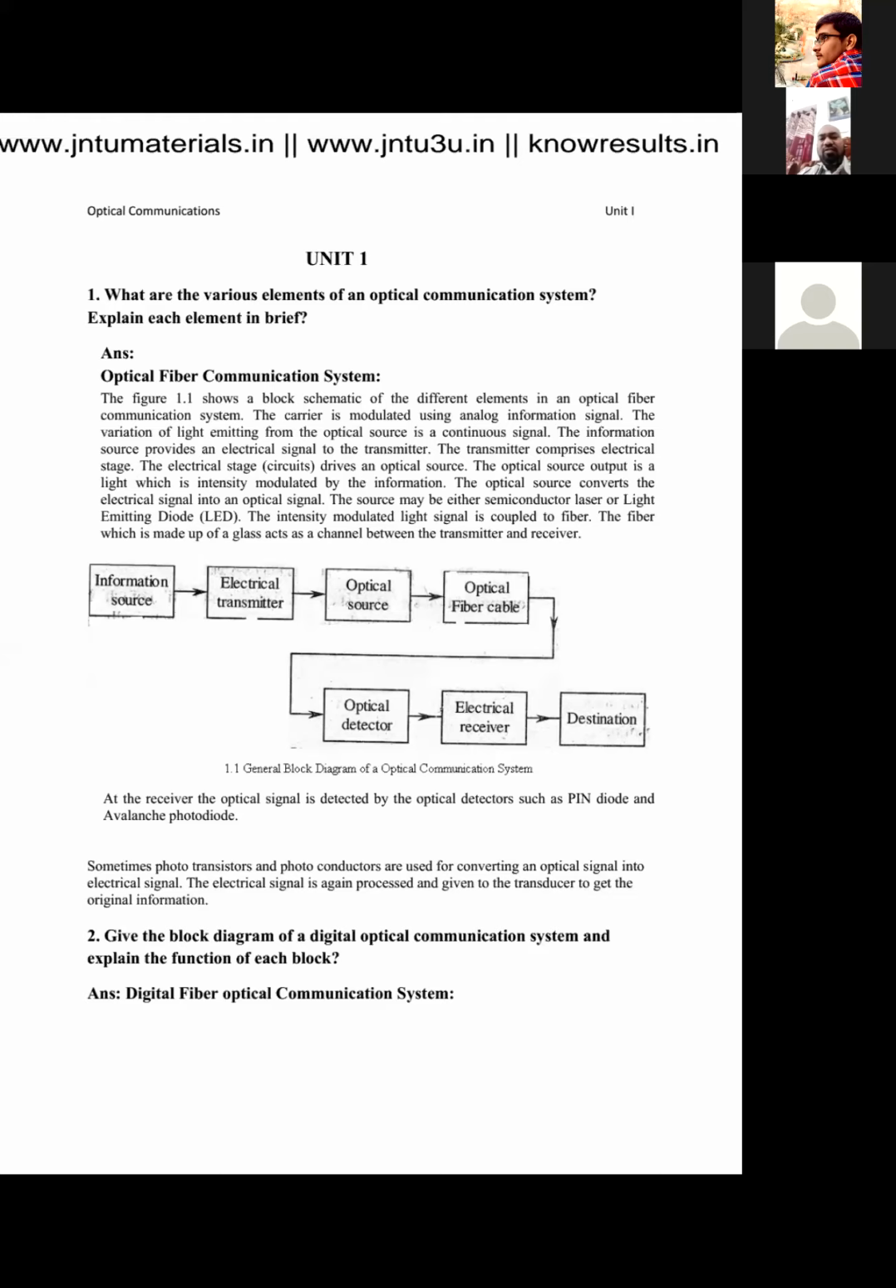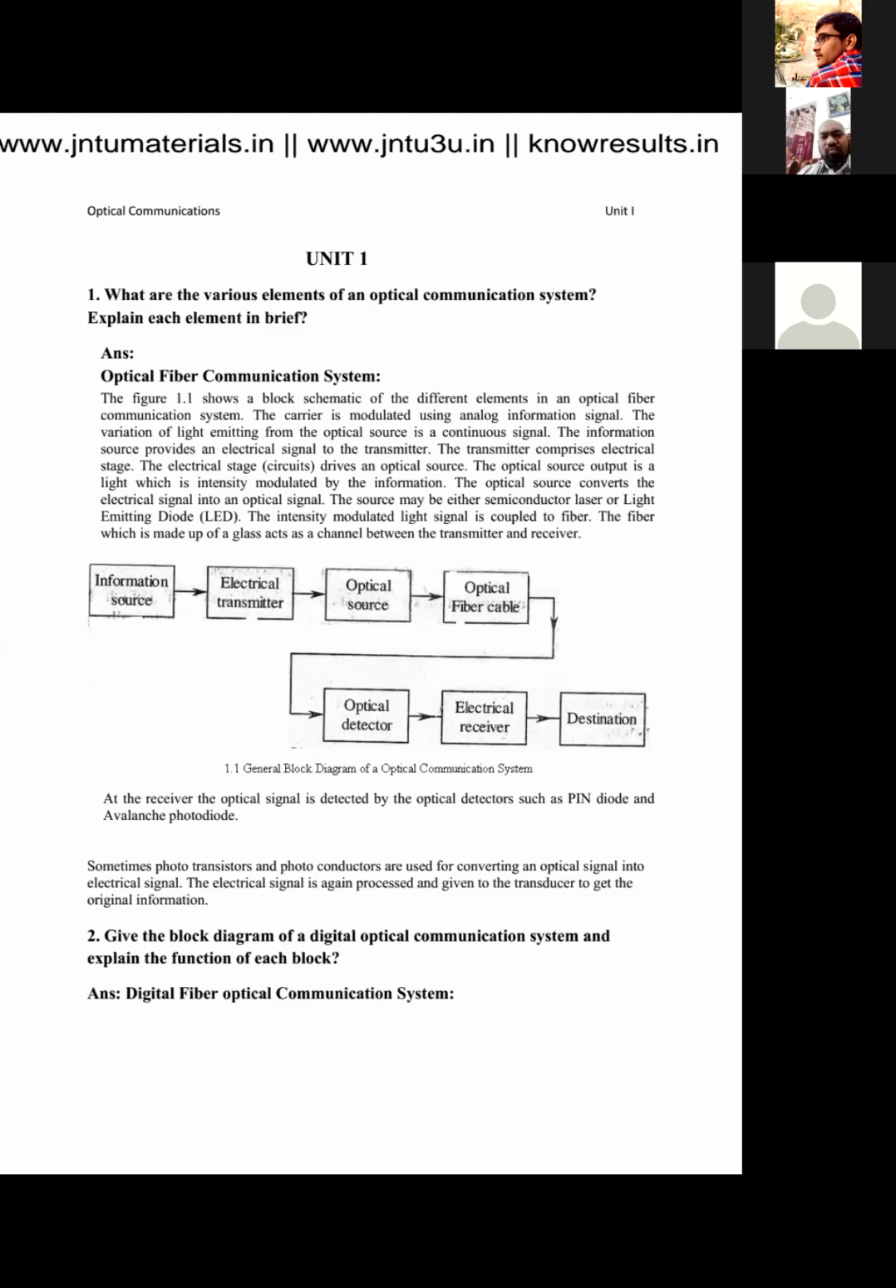Now, to apply a signal to the transmitter, we need a source. To receive a signal from the receiver, I need a destination. These are small things. The process that takes place at the transmitter is called modulation, and the process that takes place at the receiver is called demodulation. These are the general blocks of a communication system.